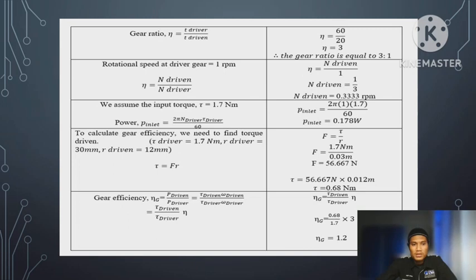After that, to calculate gear efficiency, we need to find the torque driven. So the formula for torque is F times R. After that, the gear efficiency formula is P driven gear over P driver gear, or torque driven gear over torque driver gear times gear ratio. So that's all from me.